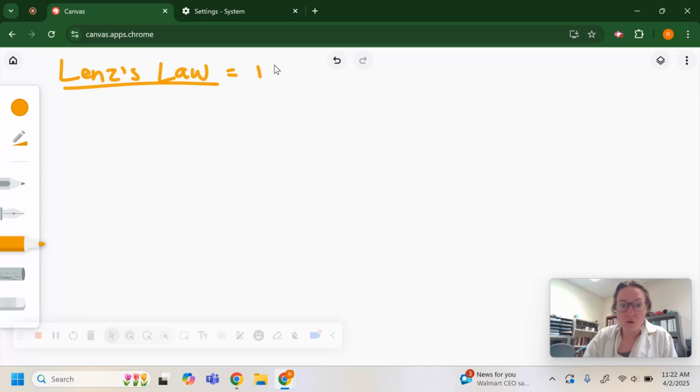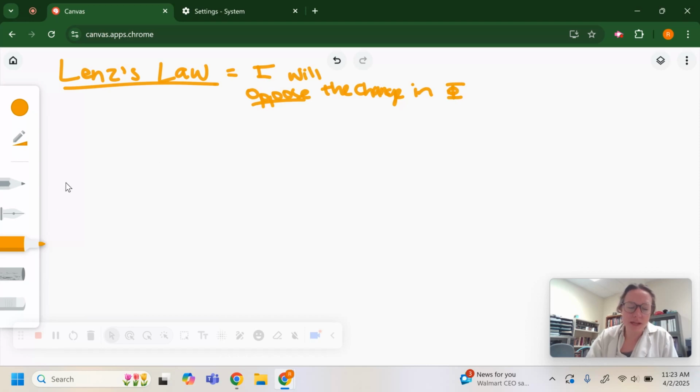flux. Or in other words, the current induced in the wire, I'd write all these words, but I'm going to write it shorthand because my computer is laggy. But the current induced in the wire will oppose the change in flux. And I'm going to rewrite that a little bit cleaner here. The change in flux. Okay, here's what that looks like.